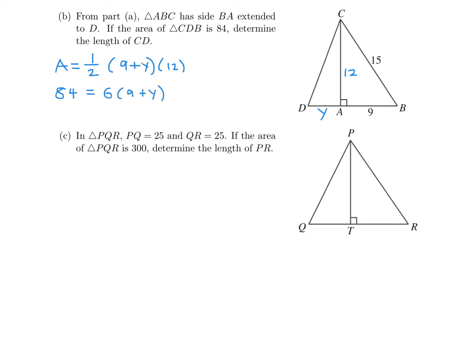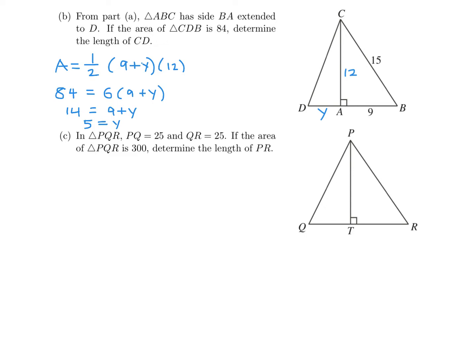So that's my equation. Divide through by 6, and that would give me 14 over here, 9 plus y, and therefore y is equal to 5. And what did they want? They want CD. Okay, they want this side.